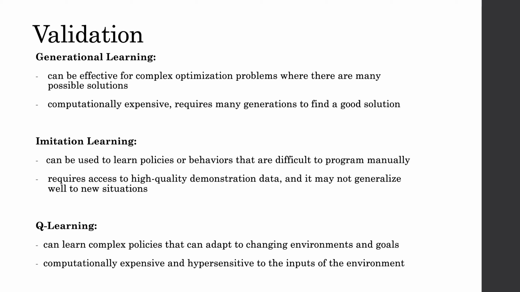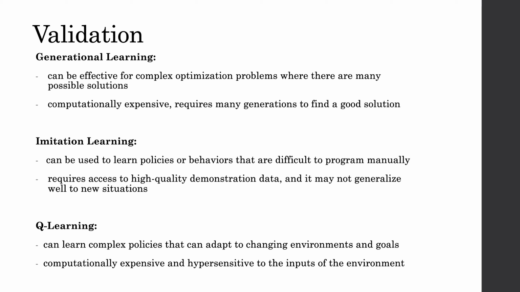Imitation learning is a type of supervised learning that involves learning from examples provided by an expert. The goal of imitation learning is to learn a policy or behavior that can mimic the expert's actions or decisions in a given task. Imitation learning can be effective when there is a clear expert who could provide high quality demonstrations, as well as being used to learn policies or behaviors that are difficult to program manually. Its downside, though, is that imitation learning requires access to high quality demonstration data, and it may not generalize well to new situations.